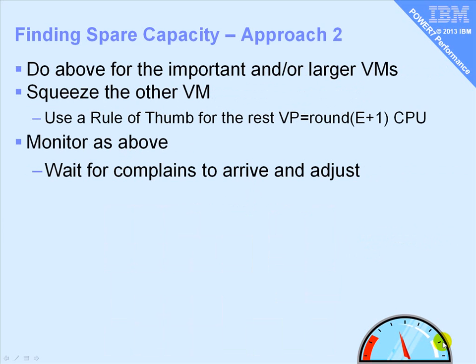Approach 2 tries to be a bit more pragmatic, so we do the same as we did in approach 1 for the larger, the important, the vital virtual machines. Then for the rest of them, we just try to squeeze them all. We're going to use a standard rule of thumb. Perhaps something like the virtual processor number should be the entitlement plus 1 rounded. If we're looking at it in a spreadsheet, we could actually type that in. Then we're going to monitor what happens, and we're going to wait for some complaints. Because we used a rule of thumb, we may have actually squeezed some of those smaller logical partitions too much, and then we'll have to adjust them back if we get complaints from the users.